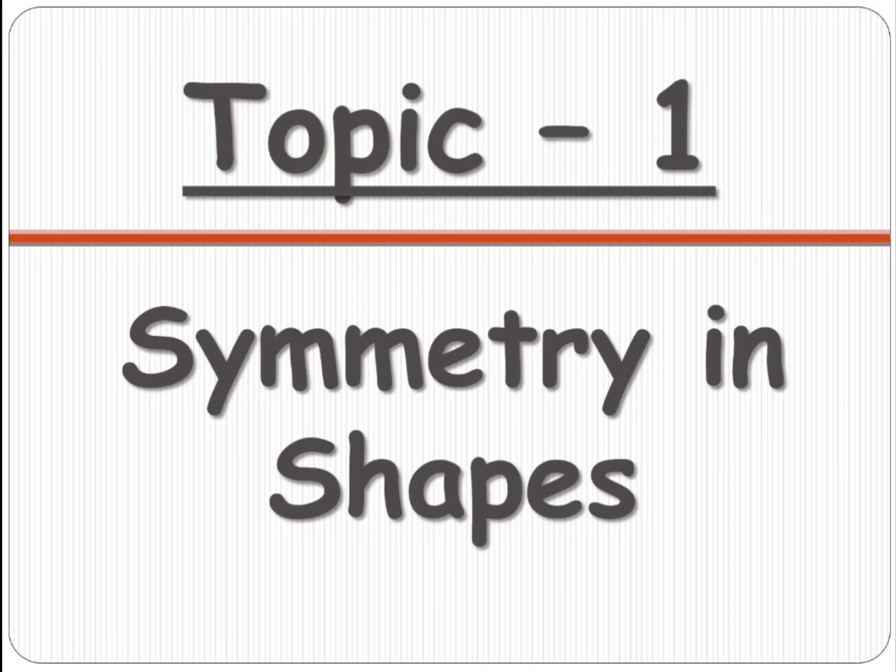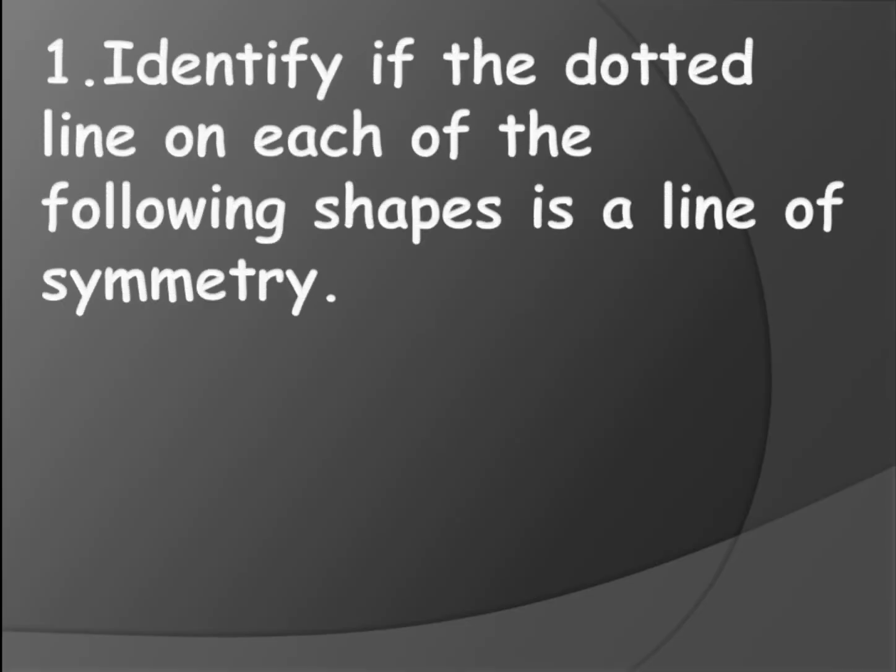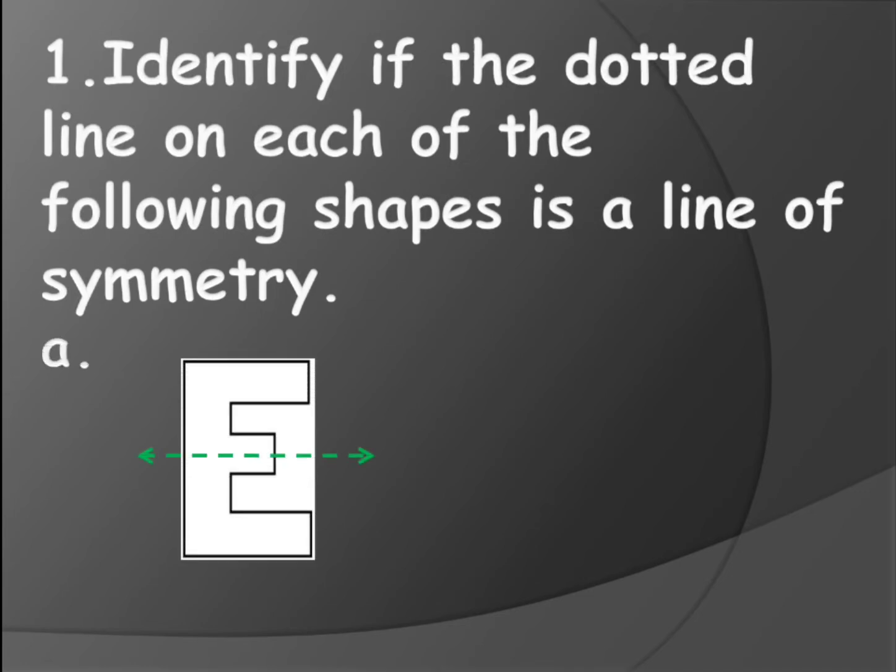So let's see, they have given the shapes, they have given some lines also. We have to say whether it is a line of symmetry or not. The question is, identify if the dotted line on each of the following shapes is a line of symmetry. The first picture is a letter E, isn't it? And there is a green color line in the video. Now we have to say whether that green color line is a line of symmetry or not.